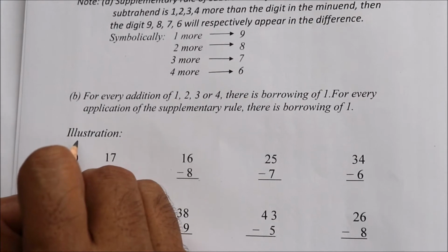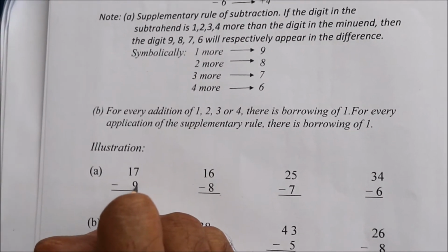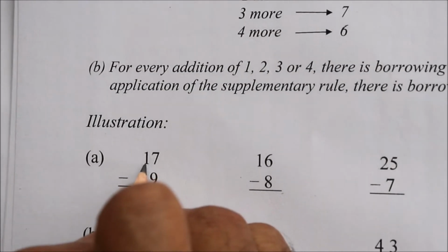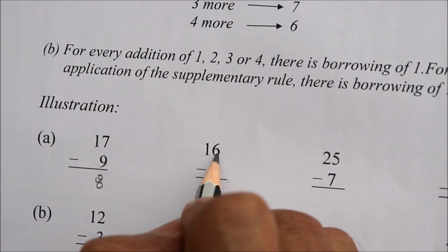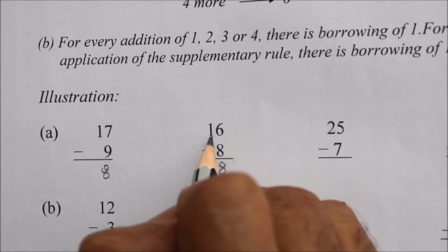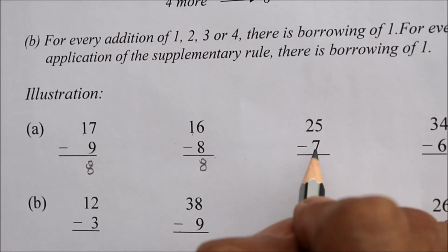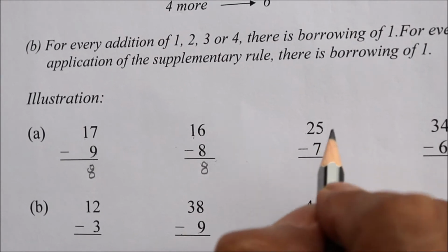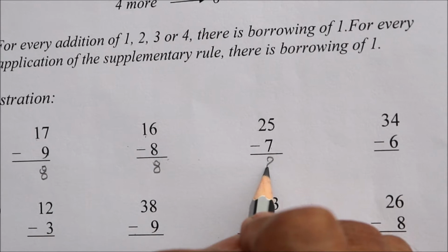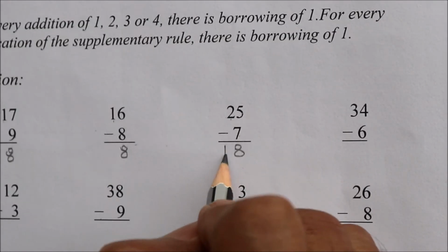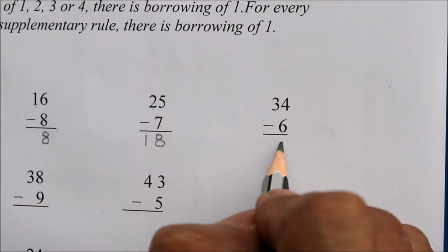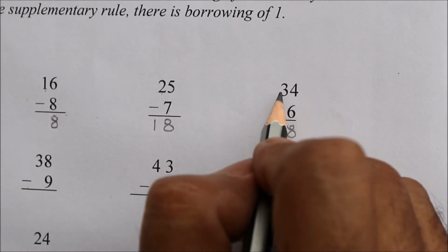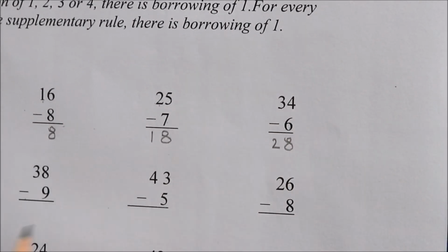Illustrations. Minus 9 plus 1: 7 plus 1, 8; 1 minus 1, 0. Minus 8 plus 2: 6 plus 2, 8; 1 minus 1, 0. Minus 7 plus 3: 5 plus 3, 8; 2 minus 1, 1. Minus 6 plus 4: 4 plus 4, 8; 3 minus 1, 2.